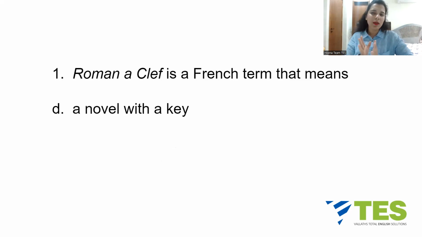Now, what does a novel with a key mean? It's a novel which deals with real people but invented names. It deals with real incidents but disguised under fictitious events. Okay? Telling the truth but taking someone else's name. For example, there's a novel based on me, Heena. But the name of the protagonist is not Heena. It can be Neelam, Kanchan, Madhuri, anybody. So that becomes Roman à clef.